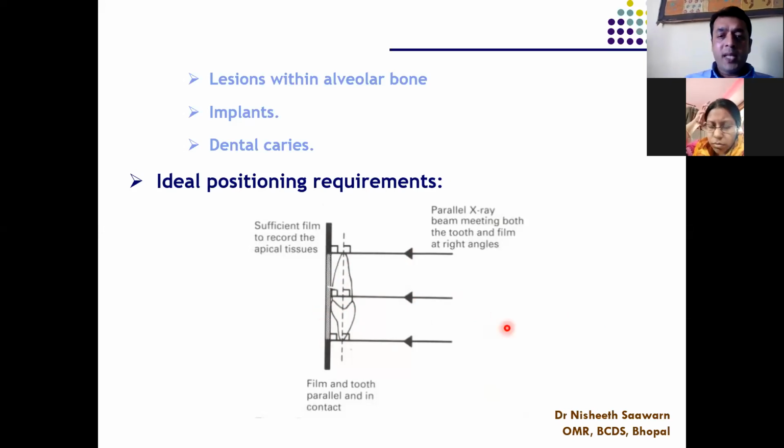Okay, if we can achieve this in the mouth, we can keep the film close to parallel to the tooth, and we can drop the X-rays at 90 degrees. We will get a very good radiograph. Making a radiograph with this technique is called the paralleling technique.